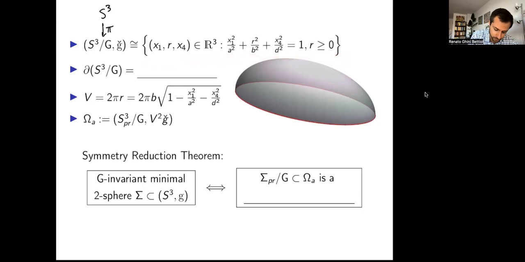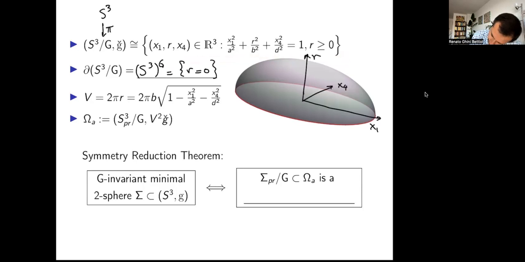Notice it has boundary. The boundary is exactly the set of fixed points, which is the set where r is equal to 0. So you can picture r being the height function, like the z-axis here, and this would be x1, that would be x4. So the boundary is over there. These are the fixed points.